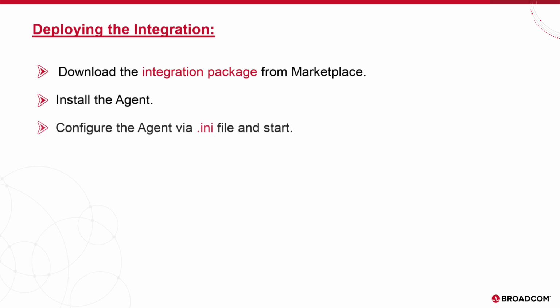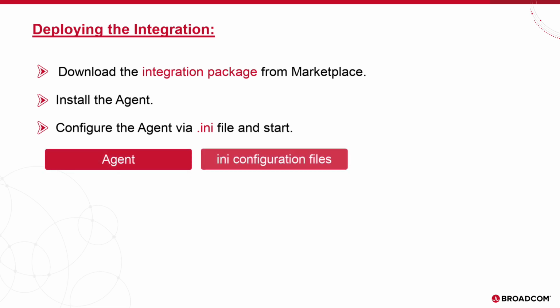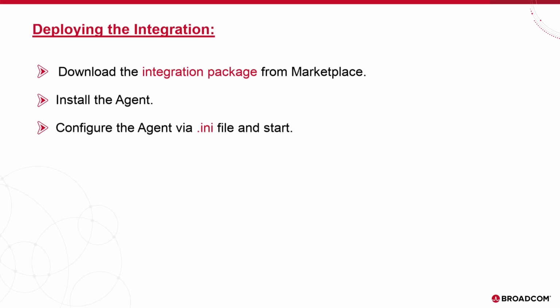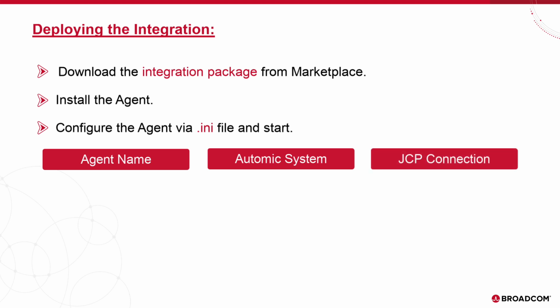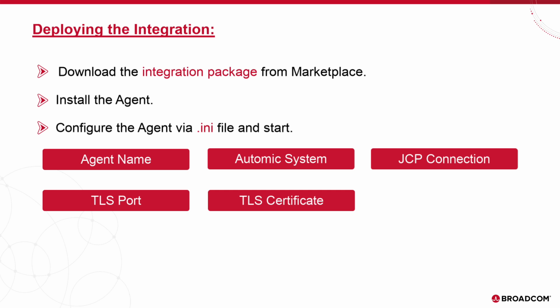We unzip this package, which produces a directory containing the agent, the INI configuration files, and several other items, like the start command. We use the appropriate INI file for our specific platform. Databricks is a standard Automic agent. It requires at least 4 values to be updated: agent name, Automic system, JCP connection and TLS port, and finally TLS certificate. When the agent is configured, we start it.